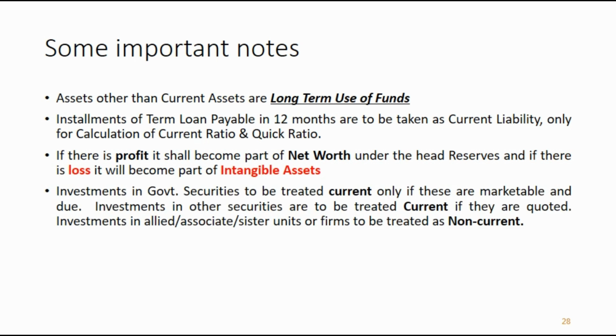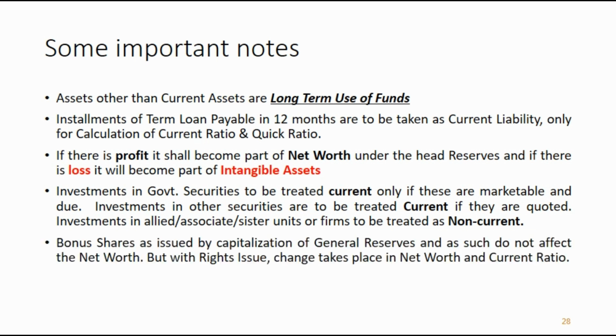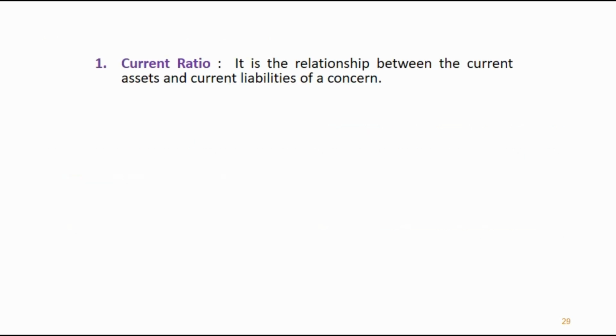Now, investment in government securities is to be treated as current only if these are marketable and due. Investment in other securities is to be treated as current if they are quoted. Investment in allied, associate, sister units or firms is to be treated as non-current. Bonus shares are issued by capitalization of general reserve and as such do not affect the net worth. But with rights issues, changes take place in the net worth and current ratio.